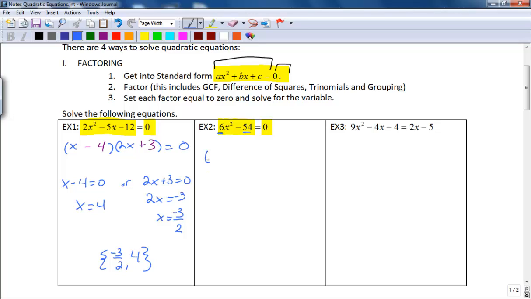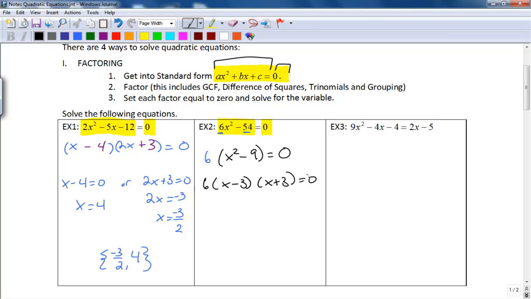So let's go ahead and factor out the 6. If I factor out the 6, I'm left with x squared, and 54 divided by 6 leaves me with 9, equals 0. So now I have 6 times x squared minus 9 equals 0. Well, can I continue to factor this? I can. This has 2 terms, which is the difference of squares, and that's going to factor as x minus 3 and x plus 3.